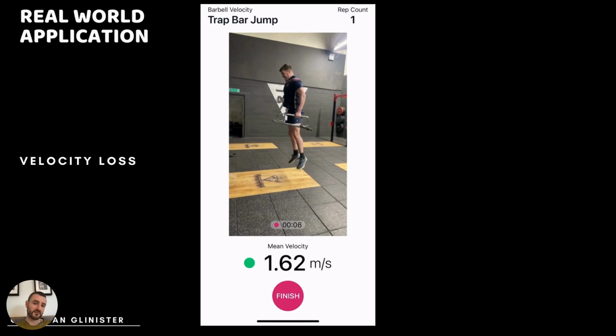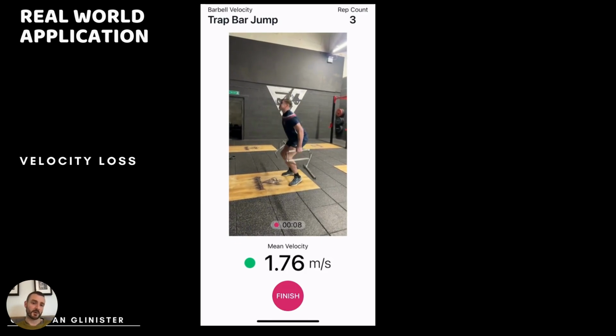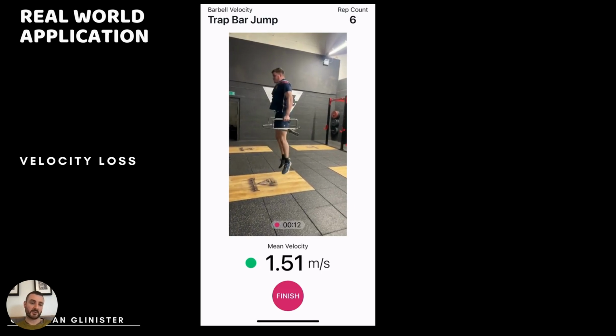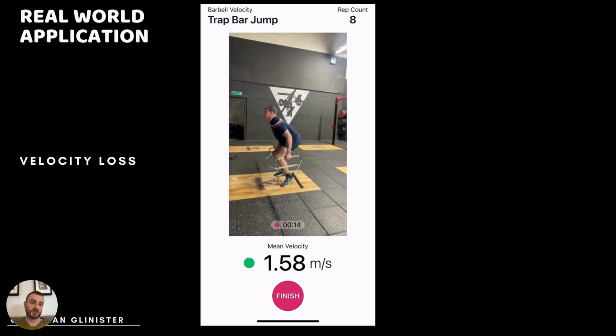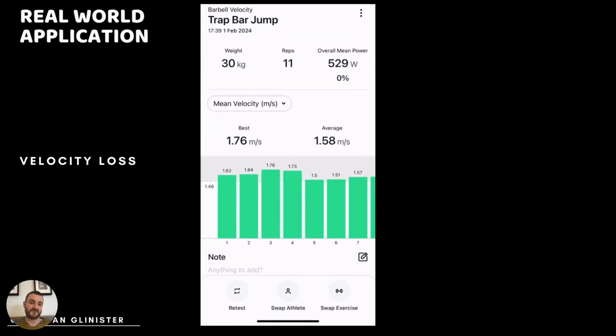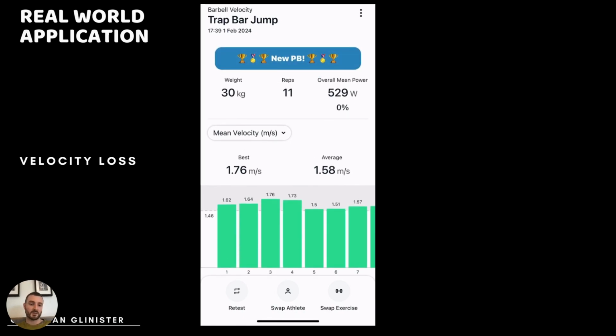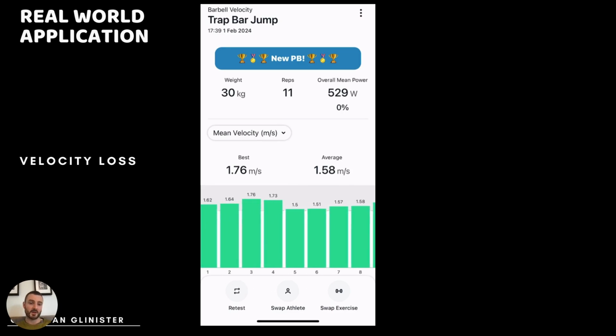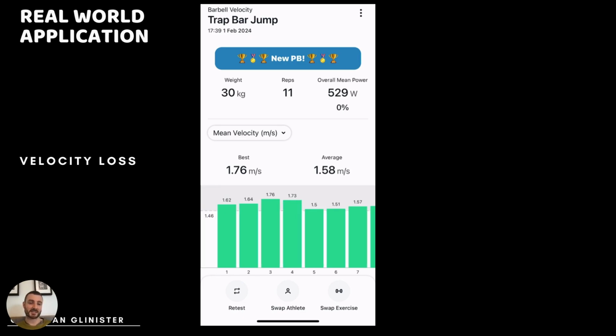Velocity loss that I mentioned before is a real world example of a rugby player doing trap bar jumps. I've told them here that we've got a 10% velocity cutoff. So the athlete is going to keep on doing jumps until they've dropped below 10% of their first rep. You can see here that we started increasing. I can look at the speeds, and also we completed a new PB there. So I only need 1 set of this. This lets me know where the athlete is, and it's a great power endurance tool.